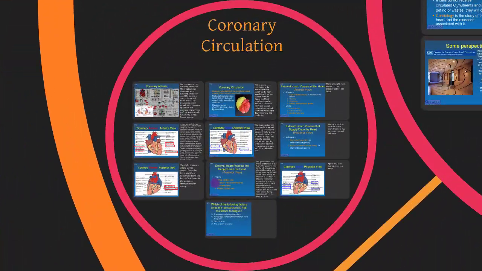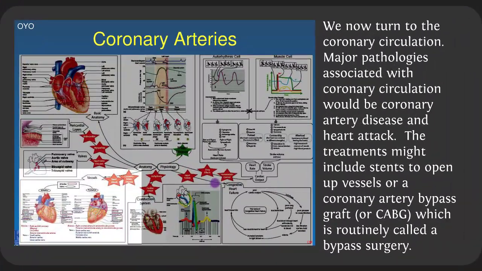Next up is coronary circulation. Major pathologies associated with coronary circulation would be coronary artery disease and heart attack. The treatments might include stents to open up vessels or coronary artery bypass graft, or CABG, which is routinely called a bypass surgery.